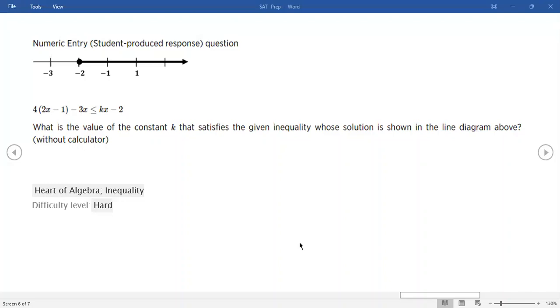Good evening, everybody. I'm coming to you with another SAT, the Scholastic Aptitude Test problem here. Now, this one is rated as hard for some reason. I don't think you'll believe that after you watch the solution here. This comes from the Heart of Algebra, the HOA section, and it's an inequality.